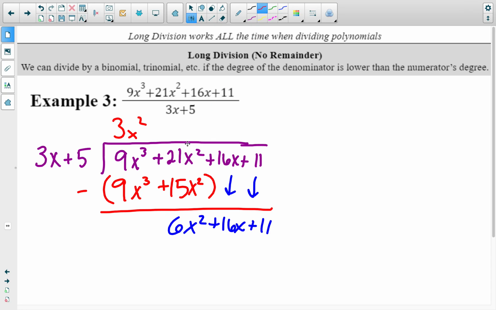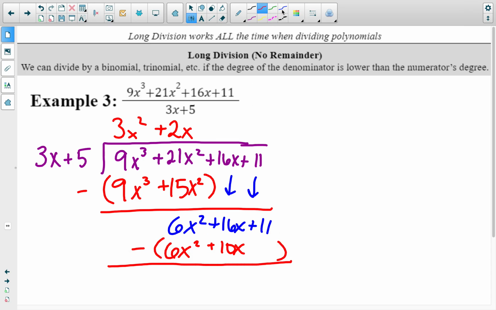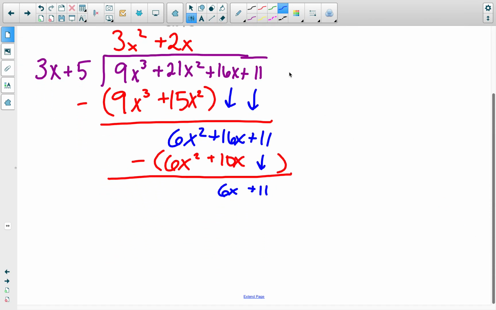Okay, 3x times positive 2x. 2x times 5. Notice how I'm lining these up with those variables that match. Now we are going to subtract. 6x squared minus itself gives us 0. We're left with 6x. Go ahead and carry down this 11. And let's see if we can do it one more time.